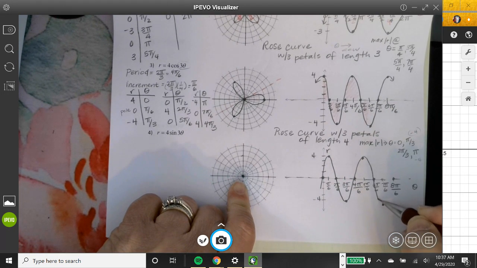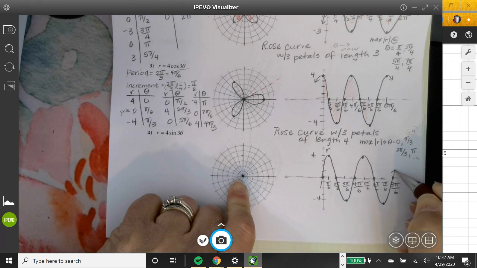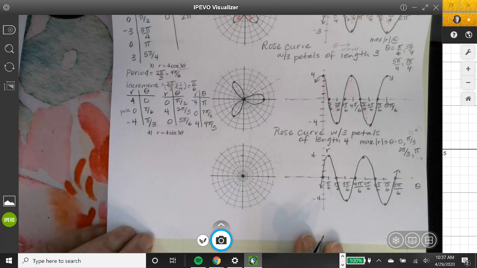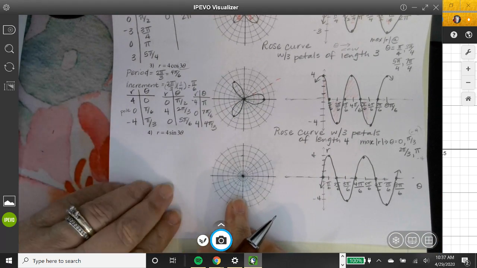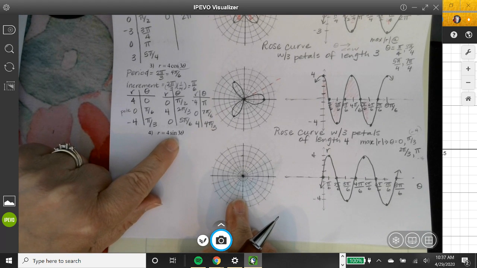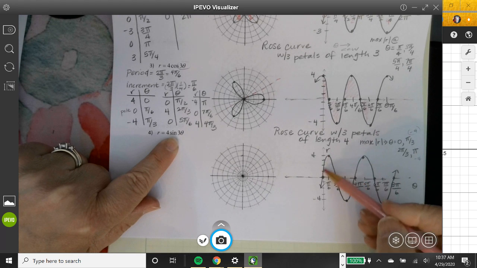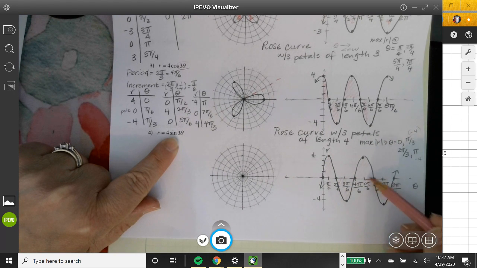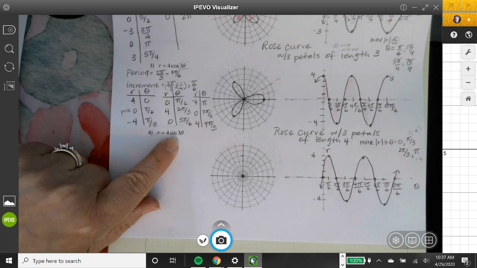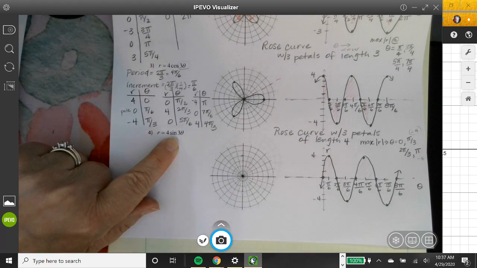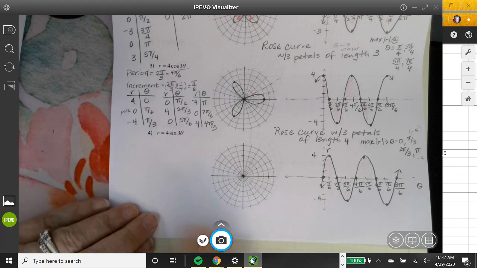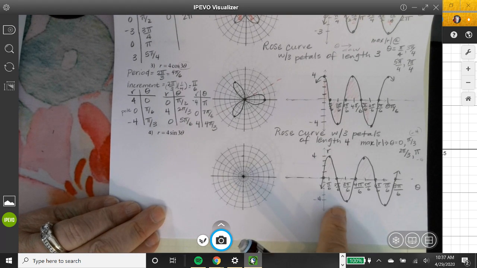Yay, it looks like I'm going to hit them all. Famous last words. I got them all. So how many petals are we going to predict this one has? It's going to have 3 petals. It will. So I think all I need to graph is 1 full petal, 2 full petals, and 3 full petals. So I think we're going to stop at the same spot at pi, okay? So let's see if we can read the polar points now off of this graph.